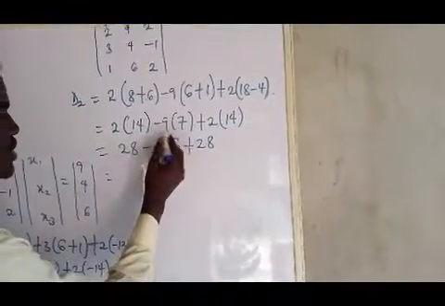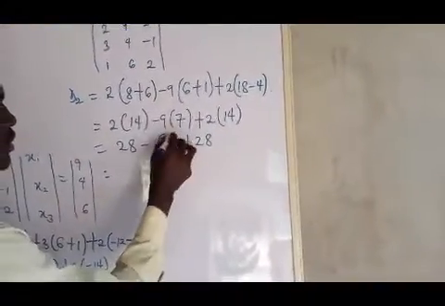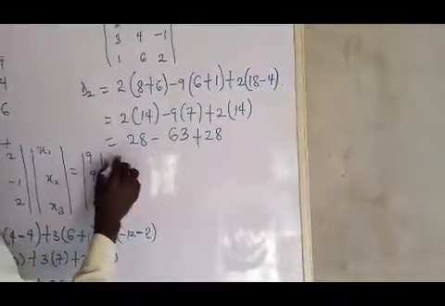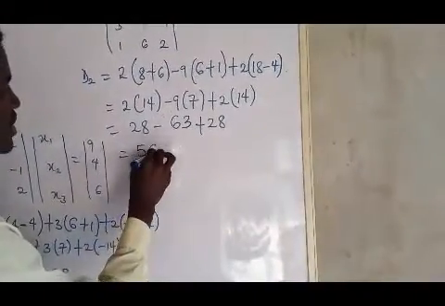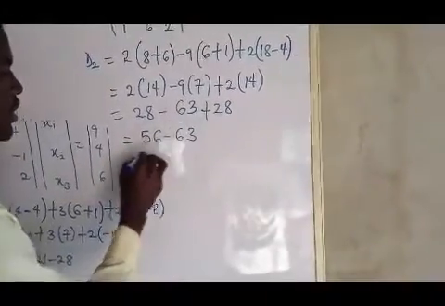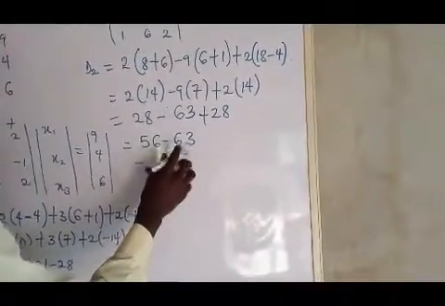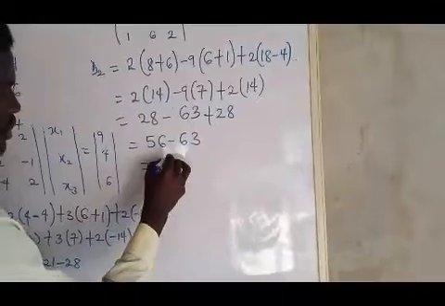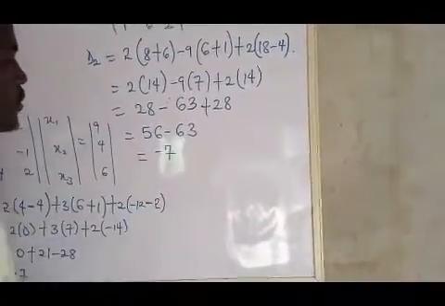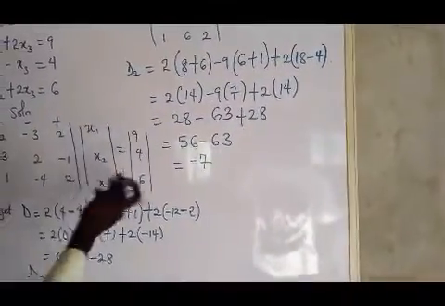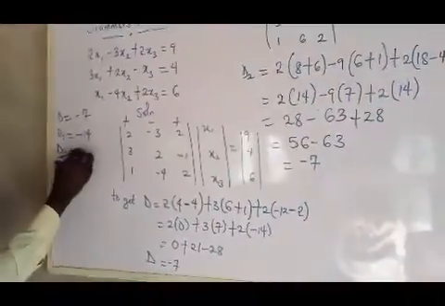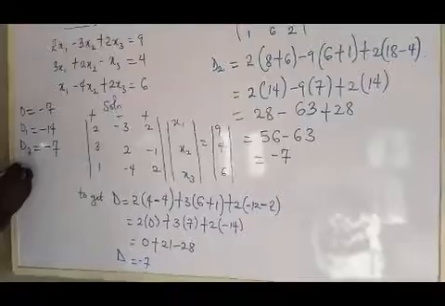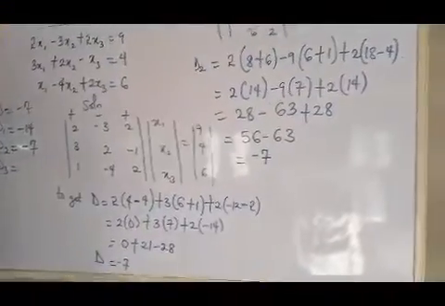So that should be 63. All right, so 28 plus 28 will give us 56 minus 63. And 56 minus 63 will give us minus 7. Did we get that now? I mean, yes, minus 7. All right, so that means our D2 is what? Minus 7. So the next thing we get is our D3 now.